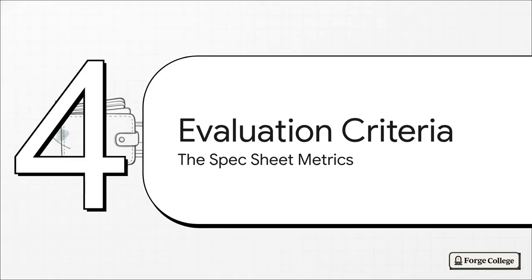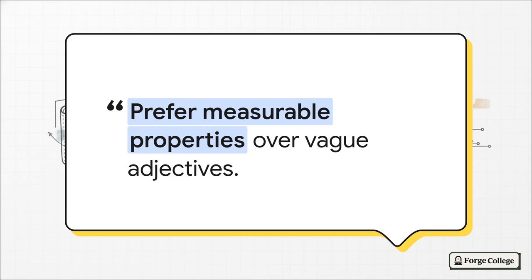Let's talk about the spec sheet metrics. Okay, if you remember absolutely nothing else from this explainer today, please remember this golden rule. Prefer measurable properties over vague adjectives. Seriously, calling a component highly secure or blazing fast is totally useless when you're writing a technical spec sheet. We need hard numbers. We need metrics that we can actually test, benchmark, and compare against other wallets.